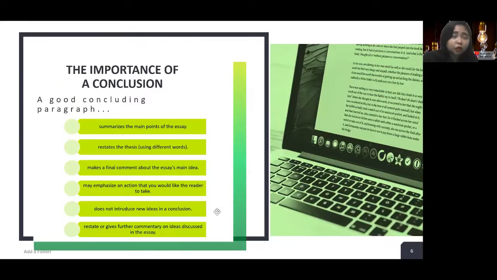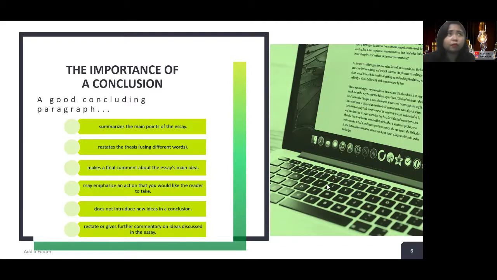And then after we talk about the introduction, we should talk also about the conclusion. What is the importance of a conclusion? A good concluding paragraph summarizes the main points of the essay, and also restates the thesis using different words, of course. It also makes a final comment about the essay's main idea. You can put a comment in your conclusion, not only summarize and restate.